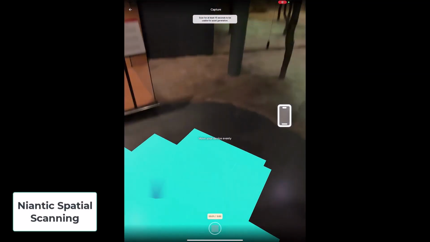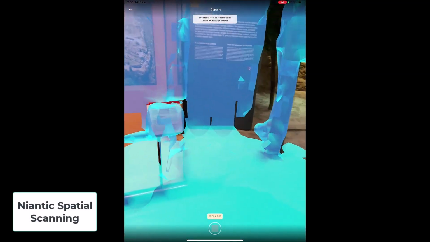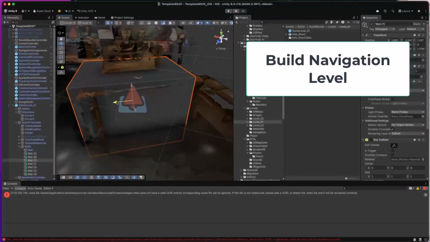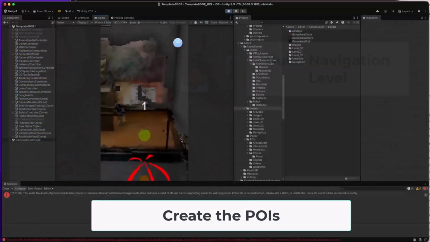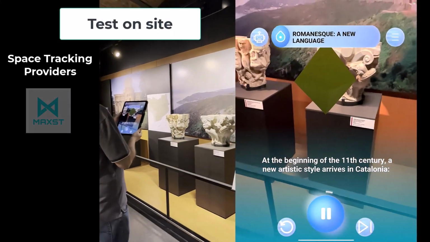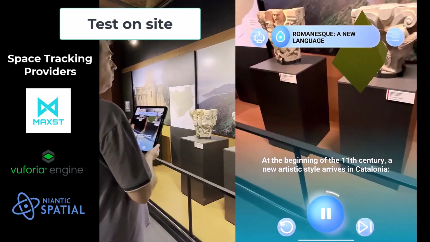This video is a step-by-step guide for programmers to understand the project so they can deploy the solution to any museum interested in hiring them. Before starting, you need a device with LiDAR technology because it's required to scan the museum areas for use with the space tracking providers this solution supports.